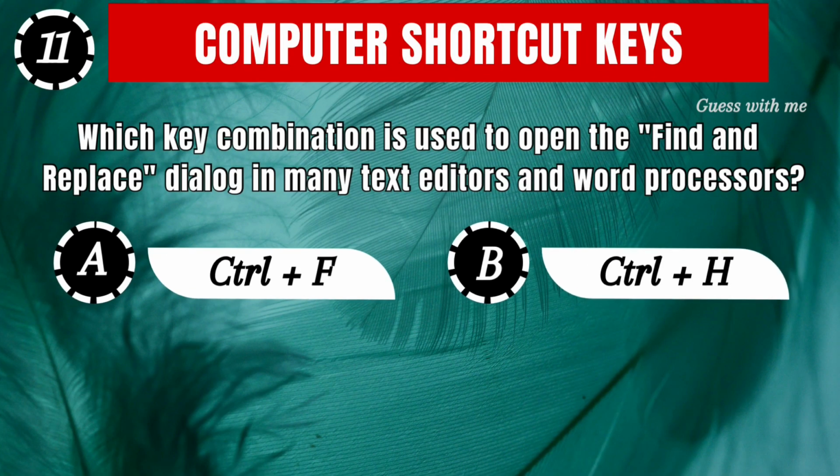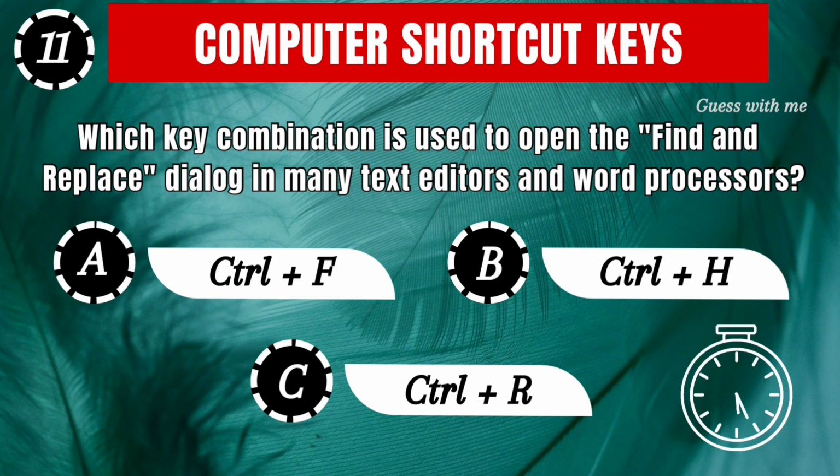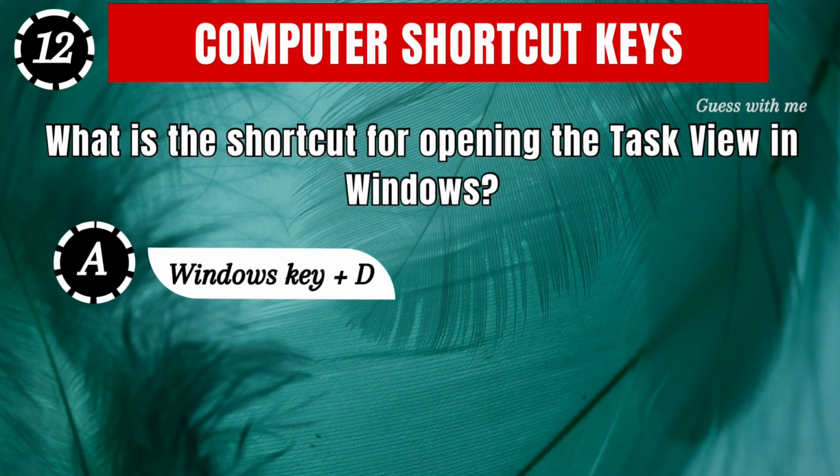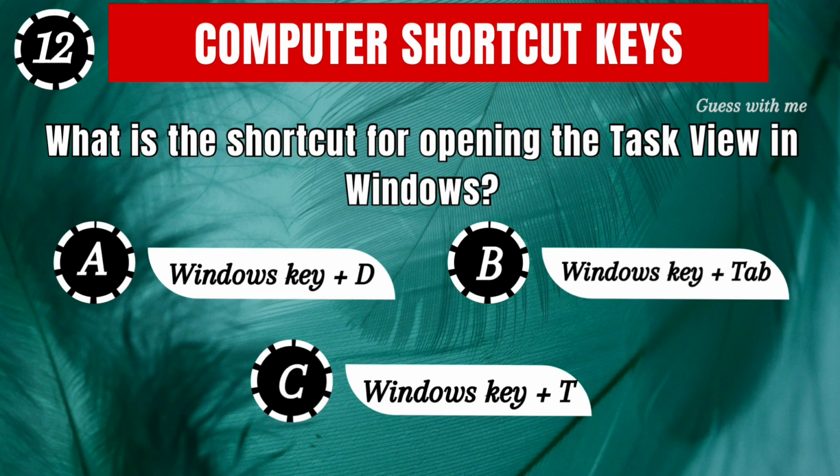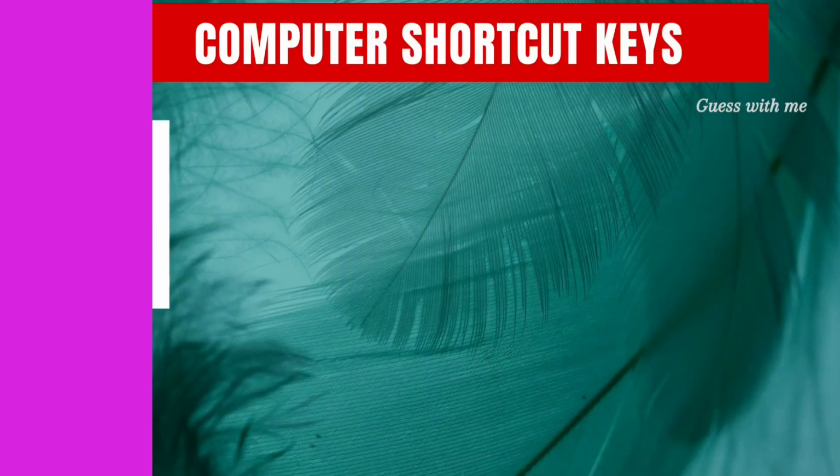Number 11. Which key combination is used to open the Find and Replace dialog in many text editors and word processors? B is right. Number 12. What is the shortcut for opening the task view in Windows? Option B is right.